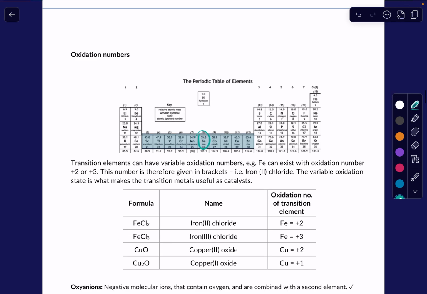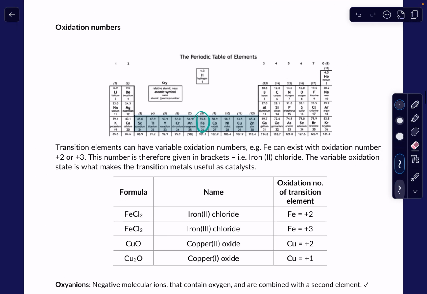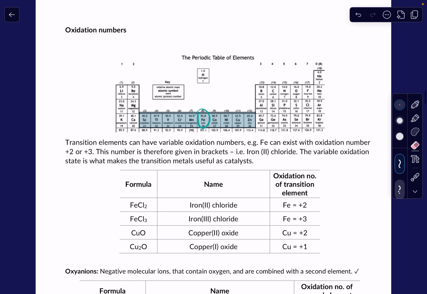Iron can exist with a number of 2 plus or 1 plus. Therefore, the number is now given in brackets. So you see iron(II) chloride. That means we have an Fe2+ chloride. In order to balance that, we need 2 chlorides. So that must be FeCl2. And that is how that is going to work. The next examples are going to be using these numbers. So make sure you're clued up on the ones before you have a go at this one.